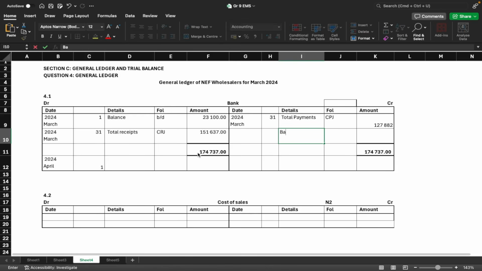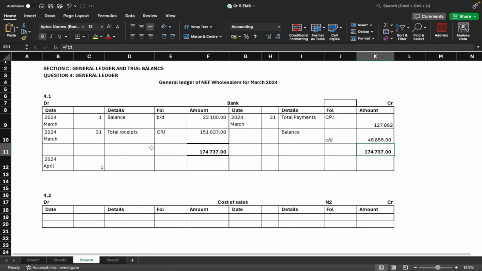What is missing on the credit side to make it equal the debit side? Well, we're going to call that the balance carried down. Okay, balance carried down. We take the total for the debit side that we have put on the credit side already, minus what we have on the credit side. And that will give us what is missing on the credit side to make it equal the debit side. Now that we have that, we can add together the credit side and you can see that it's 174,737 Rand. Those are the steps that you take in closing of a T account.